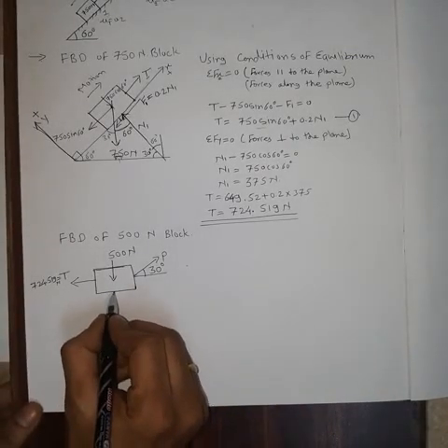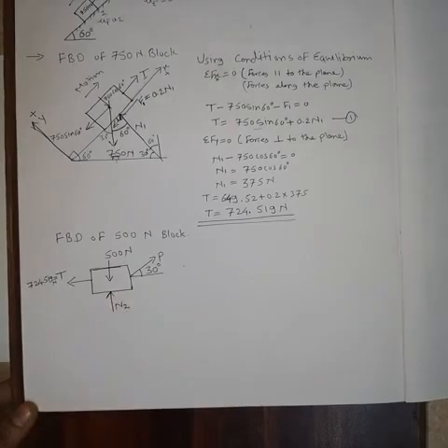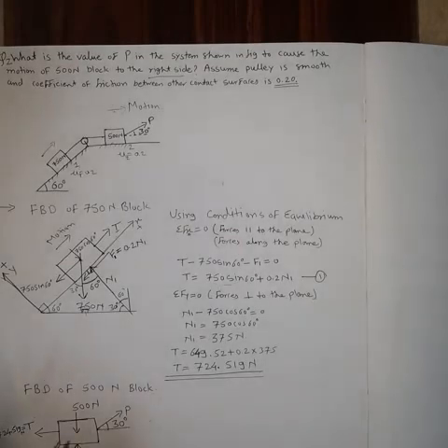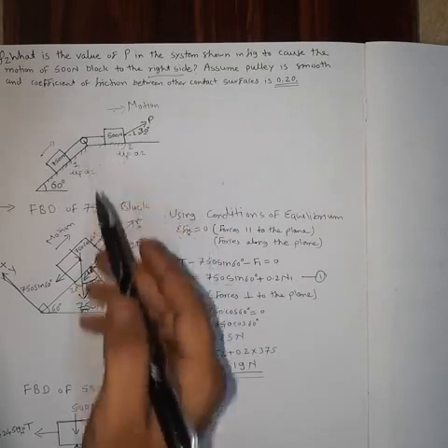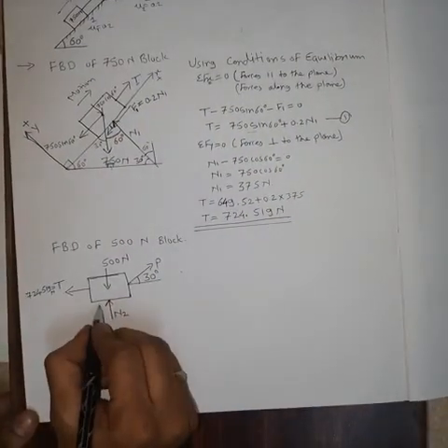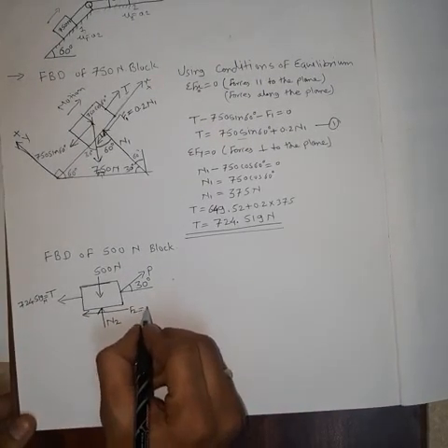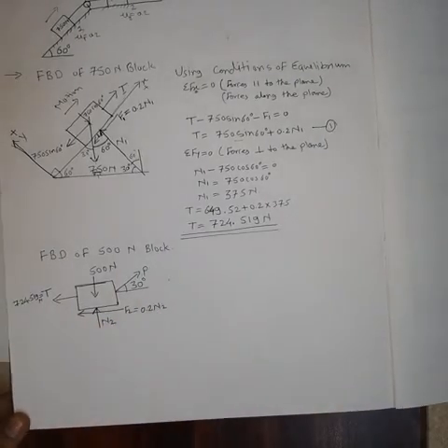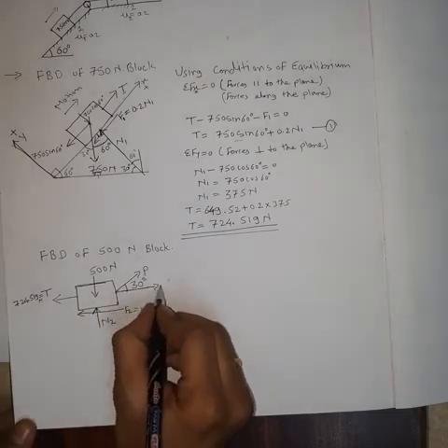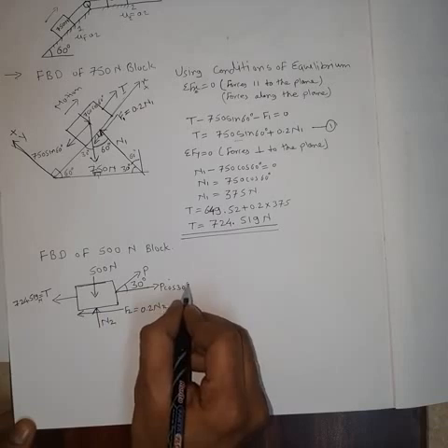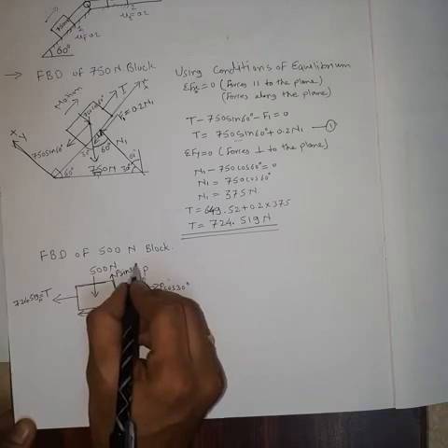And the reactive forces: the normal reaction at point 2, and the friction force. Again this block is moving towards the right. The 500 Newton block is moving towards the right, so its friction will be towards the left. So I am showing a leftward friction force here, F2, and that will be 0.2 into N2. Okay. So again we can show the resolved components of this P force: P cos 30 degree here, and P sine 30 degree here.